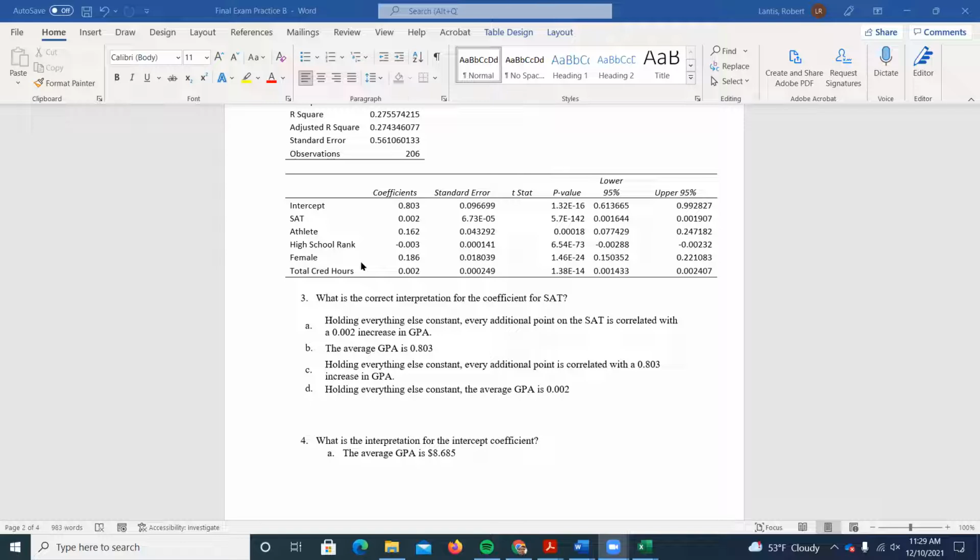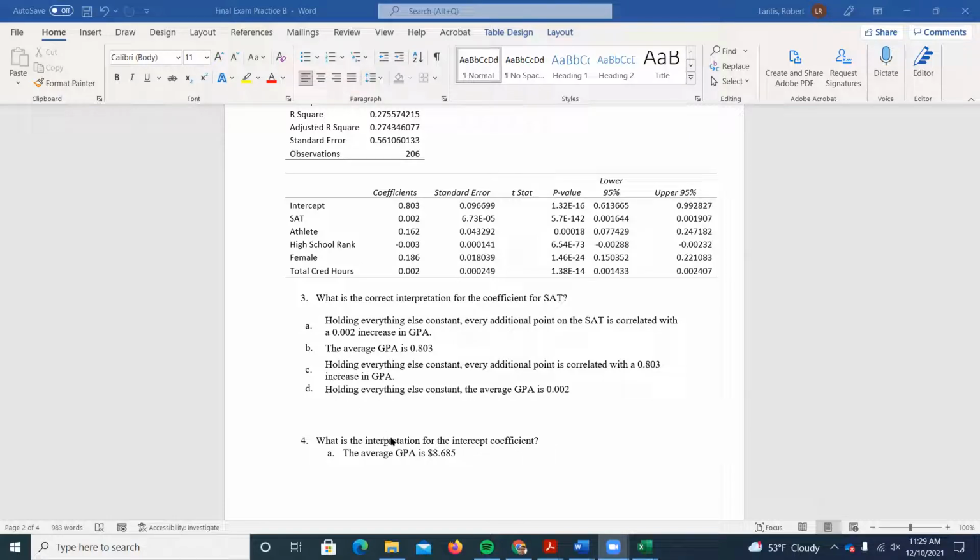So a female student relative to a male, that 1 group relative to the 0 group, we would predict that that female student's GPA is about 0.18 points higher. I don't know where this data came from, so sorry to all the males in the room, but this would be the way that we interpret that coefficient.